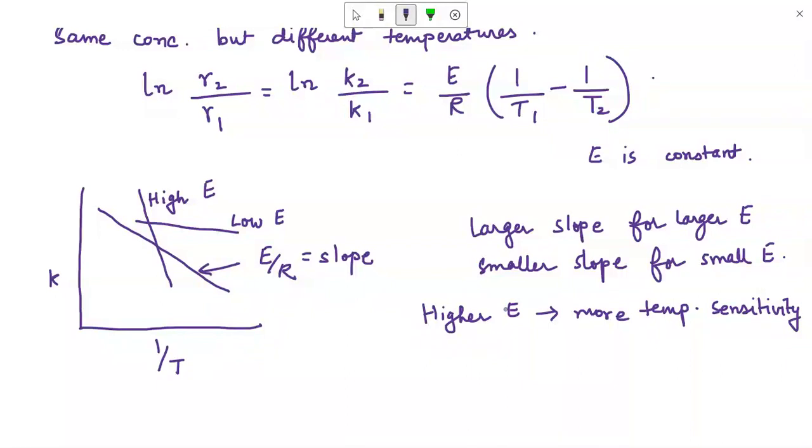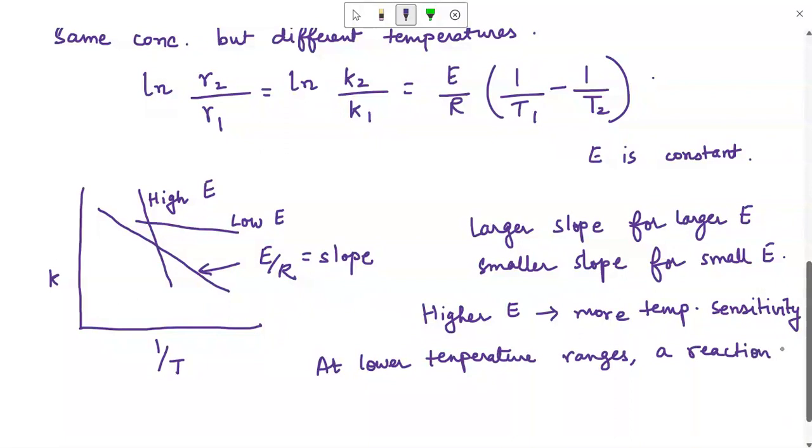This is a general observation that at lower temperature ranges, the reaction is more sensitive to temperature changes.